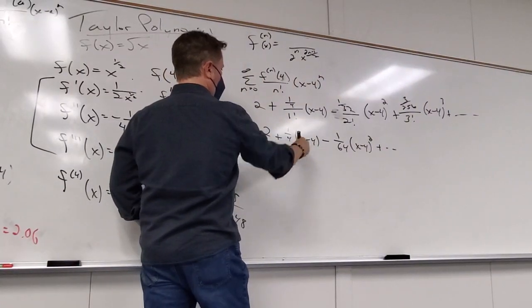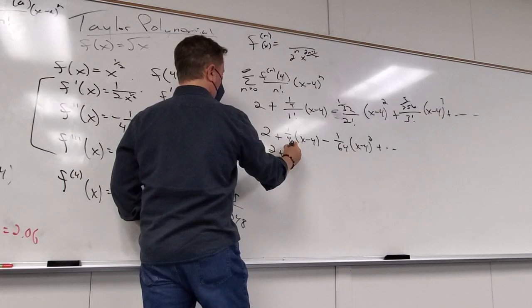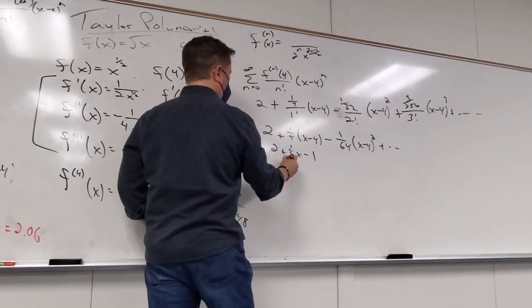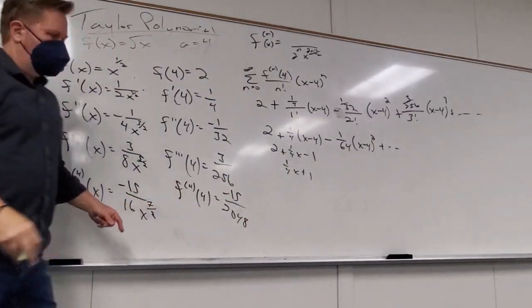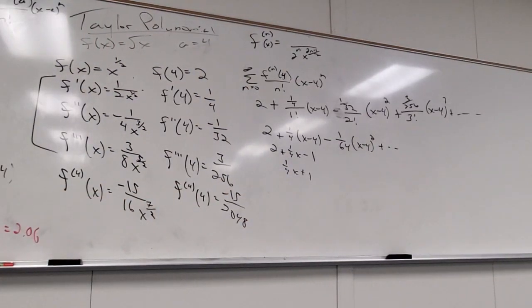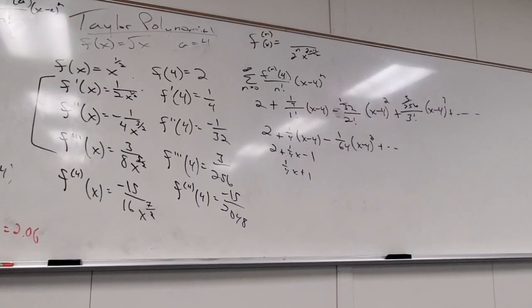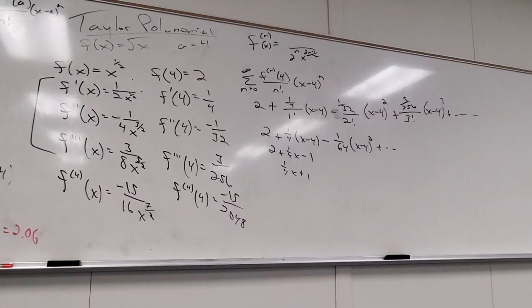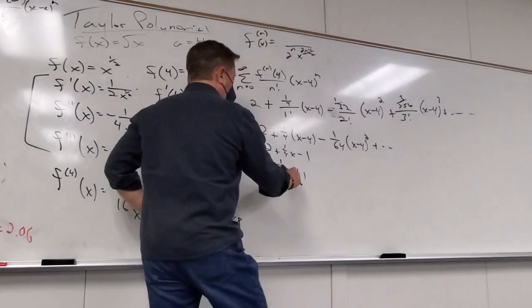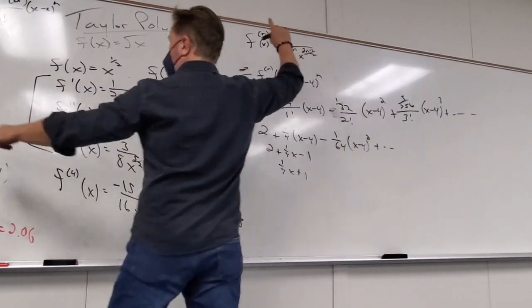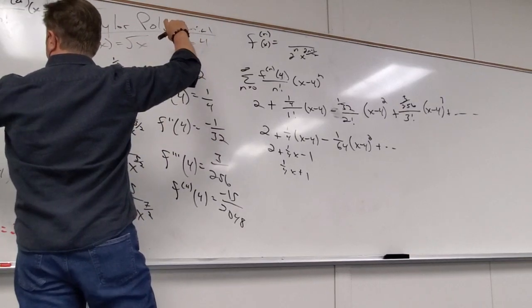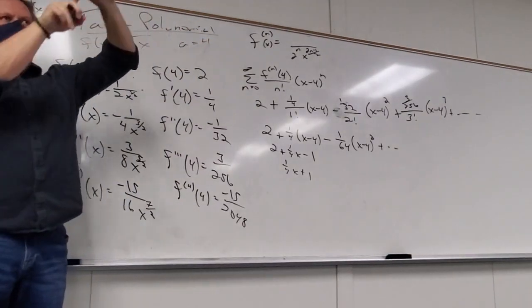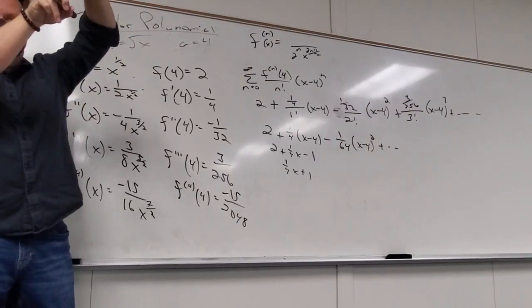Look at the first piece though. If I simplify this a little bit, isn't this 2 plus 1/4 x minus 1? Isn't that 1/4 x plus 1? This is the first Taylor polynomial. All Taylor series do is add on extra terms for the higher derivatives. So if I stop here, this is a straight line, the tangent line to this function at 4, and it doesn't hug it, it's only good right close to 4.